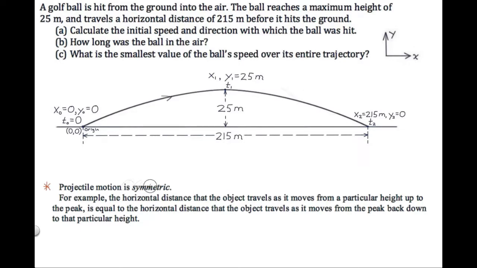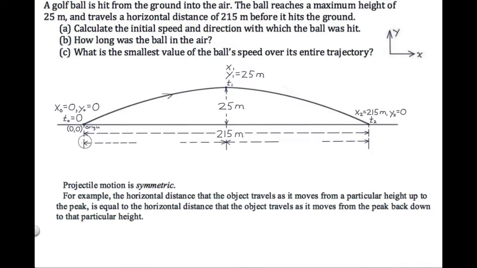Projectile motion is symmetric. That means that the horizontal distance that the object travels as it moves from the ground up to the peak must equal the horizontal distance that the object travels as it moves from the peak back down to the ground. That means that the horizontal distance that the golf ball travels between time 0 and time 1 must equal the horizontal distance that the golf ball travels between time 1 and time 2.